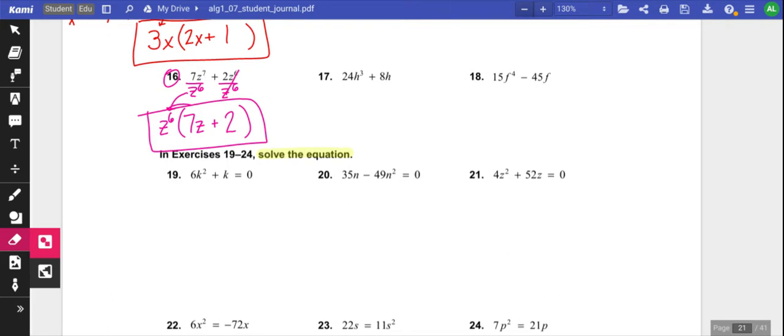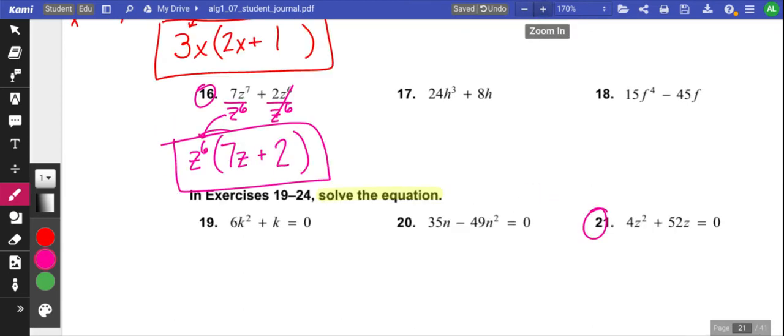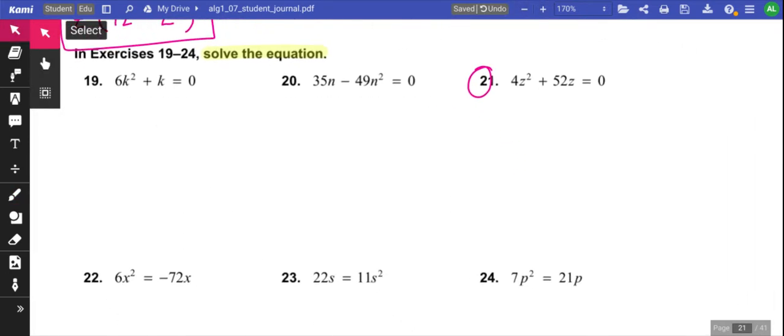Let's think about trying to think of an easier one. Let's do 21. I'll probably do at least 2 of these. Right. So I've got 4z squared plus 52z equals 0. And here's what people start to do.